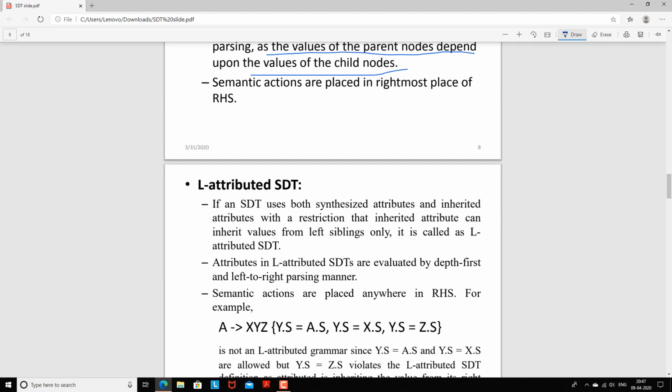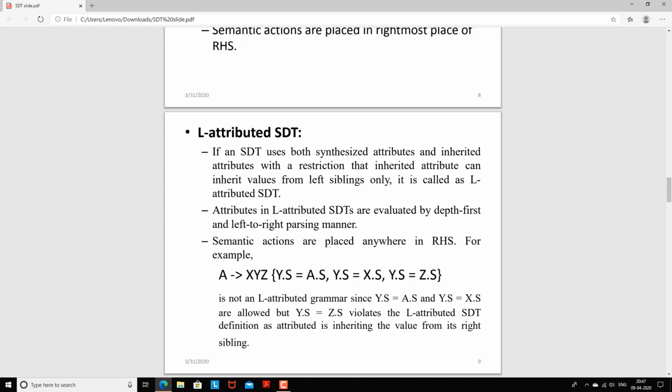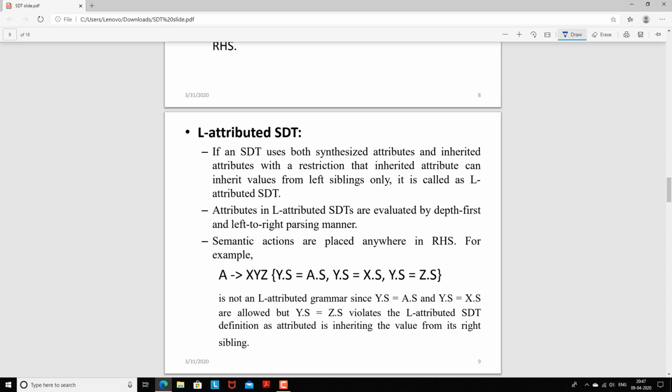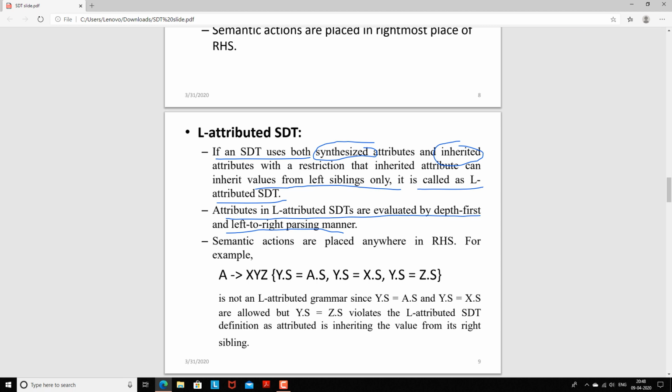The next is L attributed SDT. Here you can see the definition. If an SDT uses both synthesized attribute as well as inherited attribute, with the restriction that inherited attribute can inherit value from left sibling only, it is called L attributed SDT. Attributes in L attributed SDT are evaluated by depth first and left to right parsing manner.